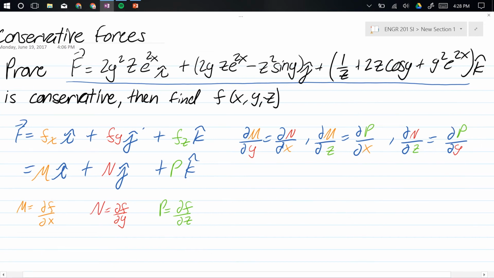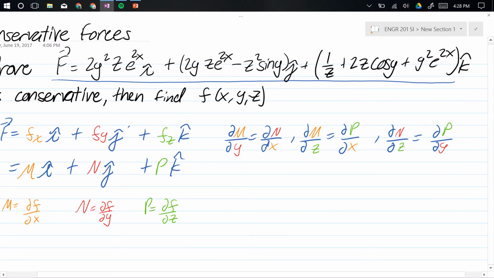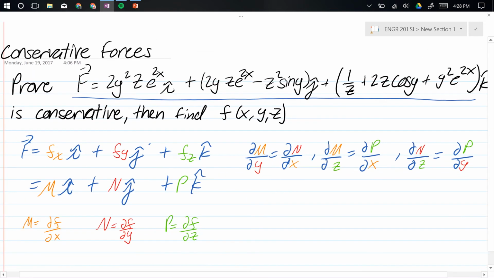And then these are the three equations right here you have to do to prove that it's conservative. So if it passes each of these three, therefore it's conservative. And you do these by matching it up with the M, N, and P components.